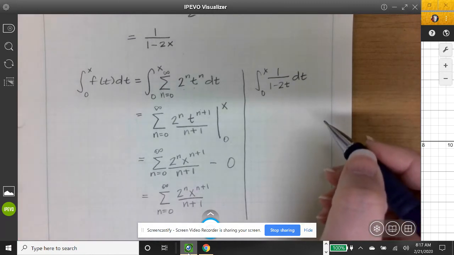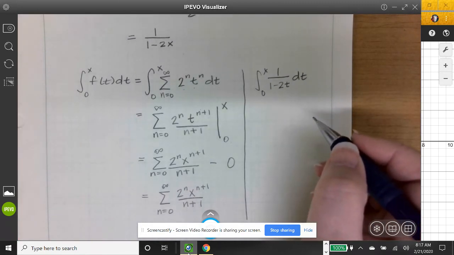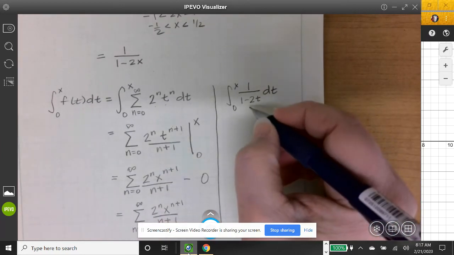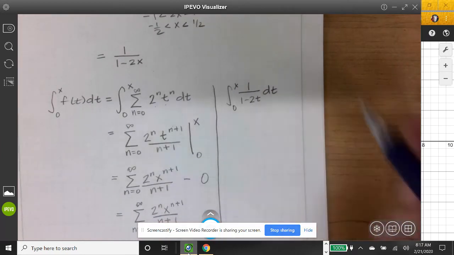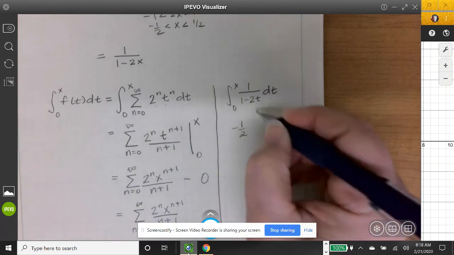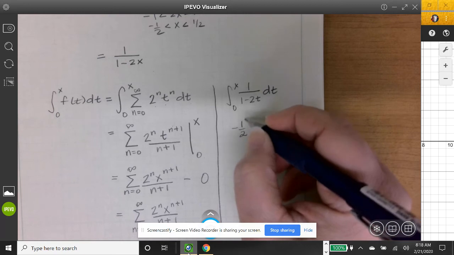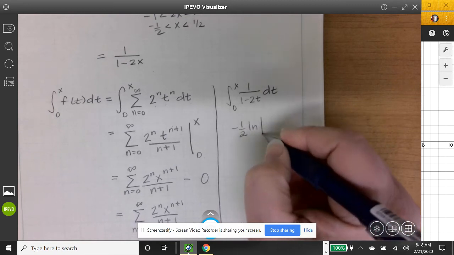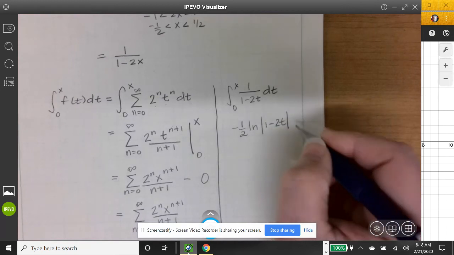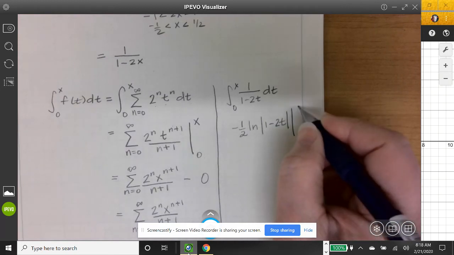All right, and when we do that, the antiderivative of 1 over 1 minus 2t dt, if I were to use u-sub, turns out to be negative 1/2, because the derivative of the denominator is negative 2, natural log of the absolute value of 1 minus 2t, such that we're going from 0 to x.